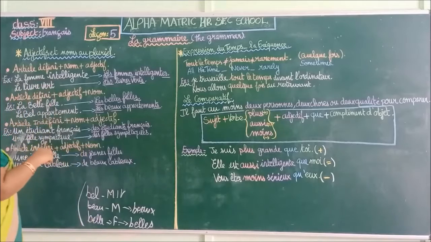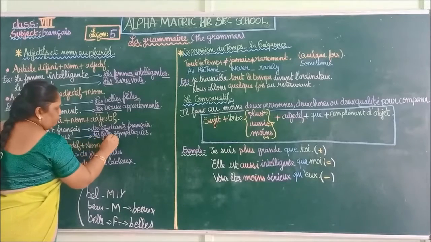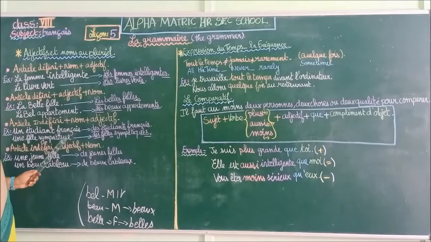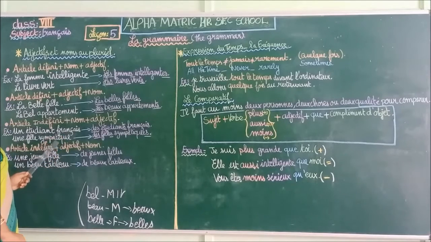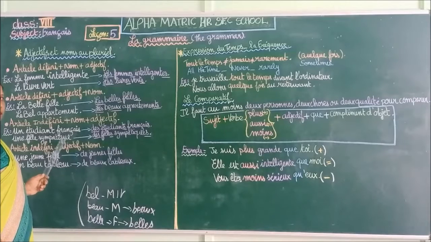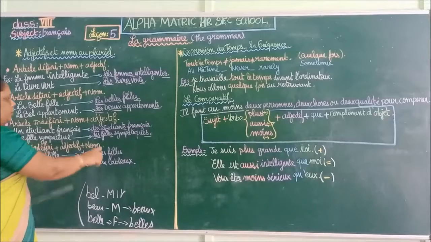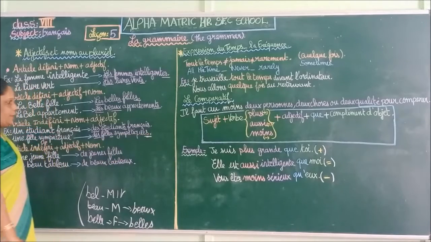Okay, so next one, une fille sympathique. So une will become DES, fille S, sympathique S. So you can see it ends with the E, sympathique, so it is not changed. It is an invariable adjective. Okay, une fille sympathique, des filles sympathiques, we are going to add only the S.